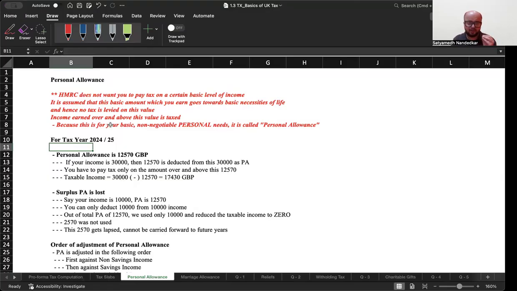So what are these expenses? These are your personal expenses which you are incurring, which in many ways is an expenditure to keep yourself alive. This amount will not be taxed. Income earned over and above this amount will be taxed. And what is this amount called? This amount is called personal allowance, because this is for your basic non-negotiable personal needs.